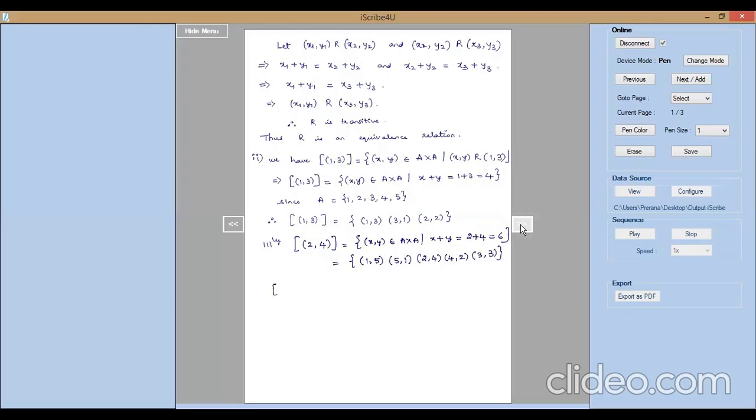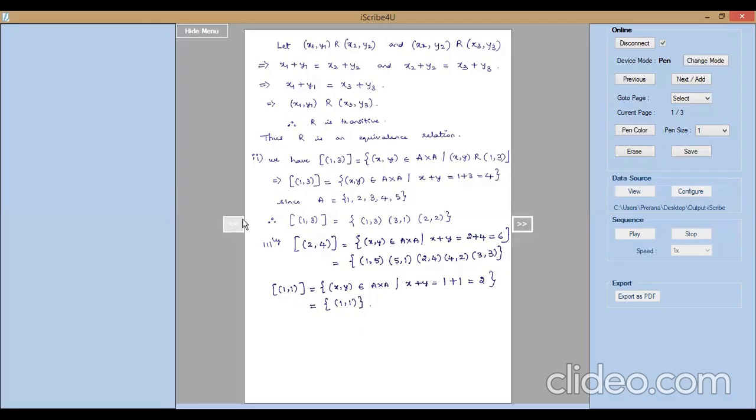Similarly, the last one, 1 comma 1. So this will be x comma y belonging to A cross A such that x plus y should be equal to 1 plus 1, which is equal to 2. So the sum will be 2. Is it only 1 comma 1? It will be only 1 comma 1. Sum should be equal to 2. So this is how we find out the equivalence classes of different pairs given for us.